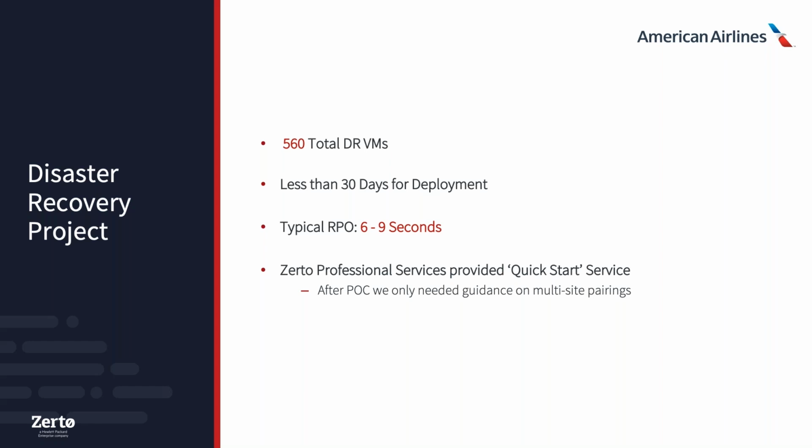Sure, Caroline. So of the 2,000 plus VMs, 560 are DR rated VMs. And it took us less than 30 days to deployment, as you saw on the previous slide, right? And the most beautiful thing is the RPO aspect. We could have this RPO done in 6-9 seconds. Previously, it took at least 15 plus minutes, right?